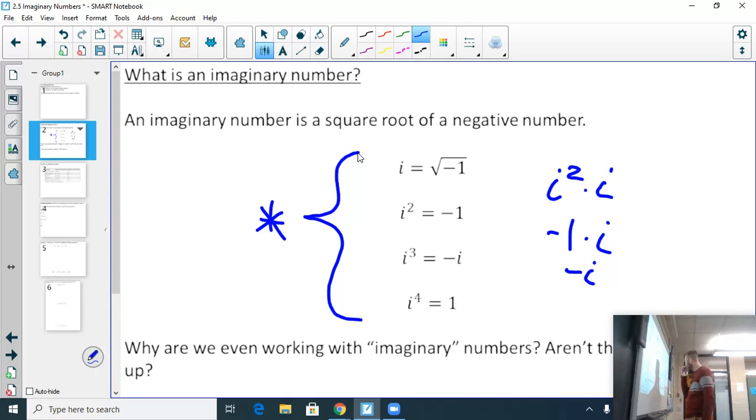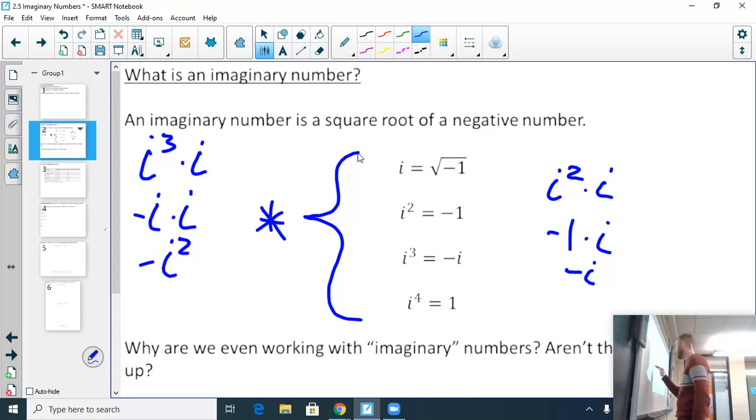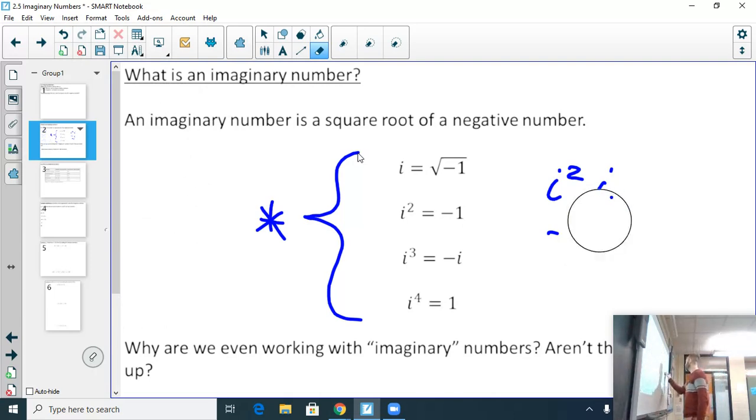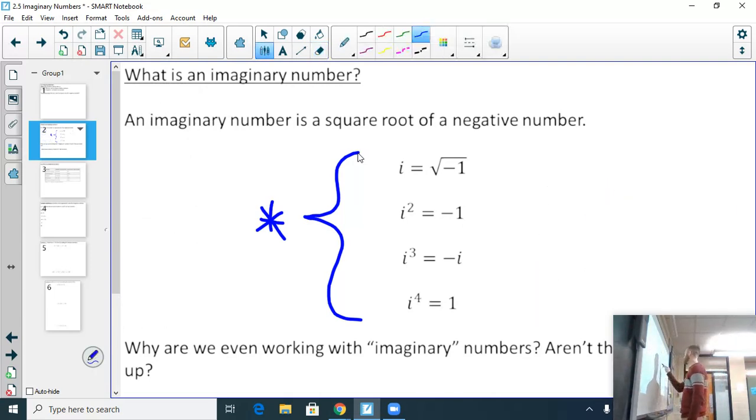And then again, i to the fourth is positive 1, right? Because i to the fourth is going to be i to the third times i. We just said i to the third was negative i, times i. Wasn't that negative i squared? And we said i squared was negative 1, so negative negative 1. Isn't that positive 1? Right? So you might want to write these down so that you know them. But really, as long as you know this first one, you can think your way through the rest. But I think it might be good just to get comfortable with all of them.